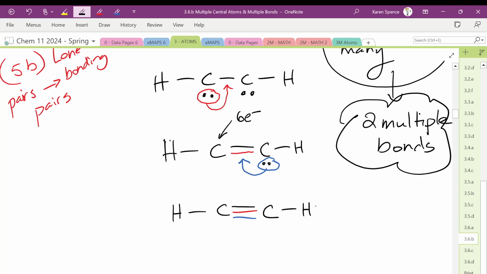And now finally we count how many electrons in total? 2, 4, 6, 8, 10.